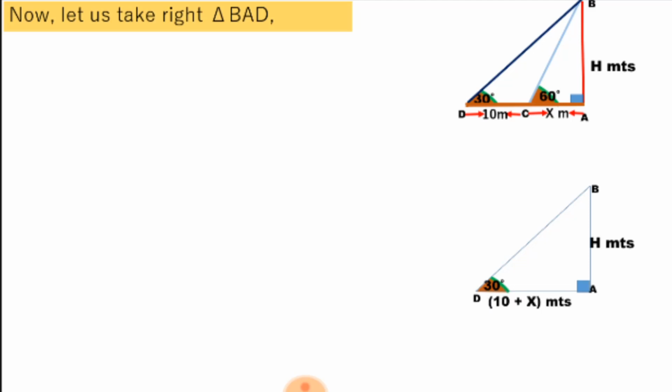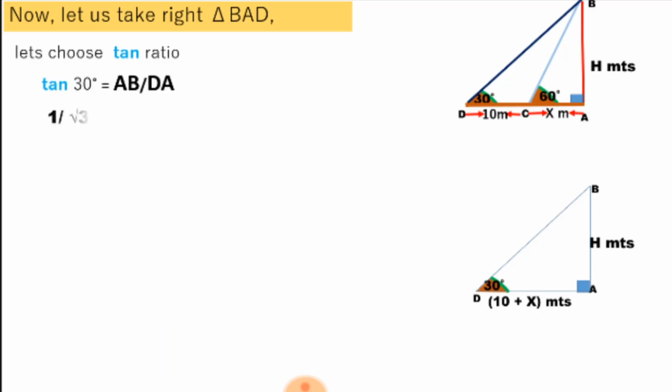If we observe this right triangle, the given angle is 30 degrees. For the given angle 30 degrees, the opposite side is AB, that is h meters, and the adjacent side is DA, that is 10 plus x meters. Here again we need to find a relationship between opposite side and adjacent side, so let us take the trigonometric ratio tan. Tan 30 degrees equals AB by DA. So 1 by root 3 equals h by 10 plus x. Now by simplifying that, we get 10 plus x equals root 3 h.